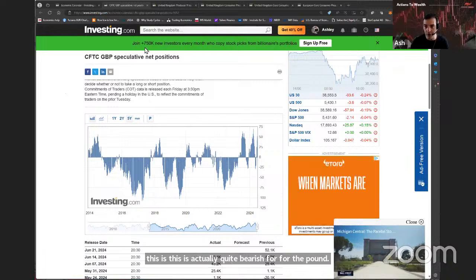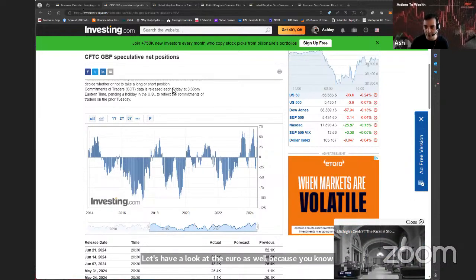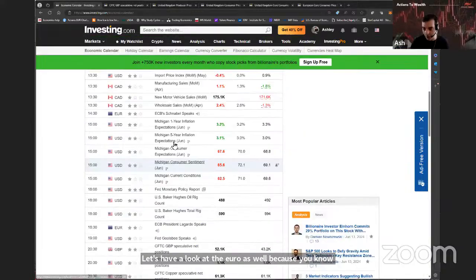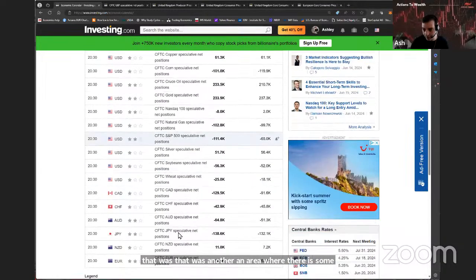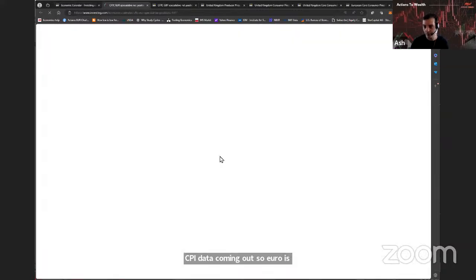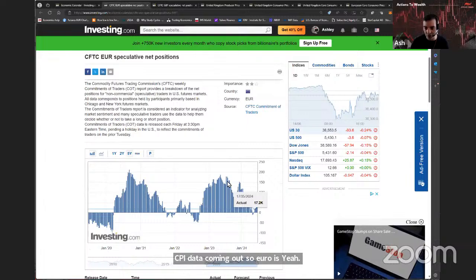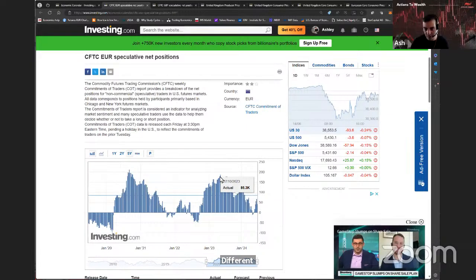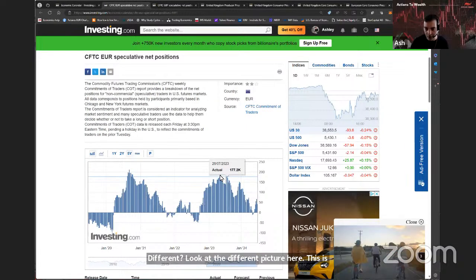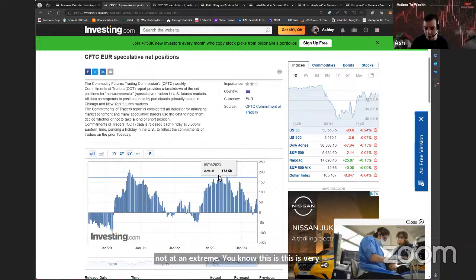Now let's have a look at the euro as well, because that was another area where there is some CPI data coming out. So euro is here. Different. Look at the different picture here. This is not at an extreme. This is very different.